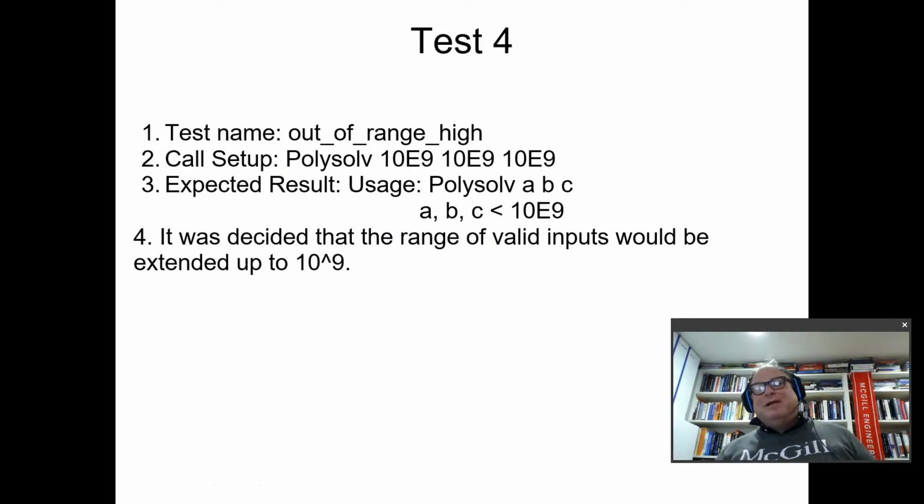Test number 4. In this case, it's still an error condition. And one of the stipulated requirements of the program was that the input should be in the range of, I believe, between positive and negative 10 to the 9. So the out of range high value for A, B, and C would be 10 to the power of 9, which is a billion, right? So, okay, A, B, and C must be less than 10 to the 9. We'll note that the expected result is an error message saying A, B, or C should be less than 10 to the 9.